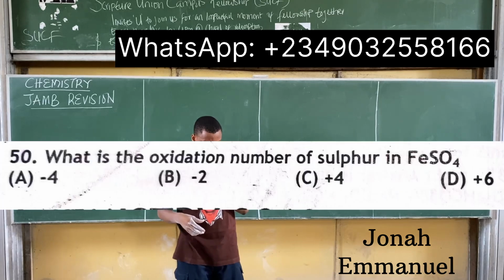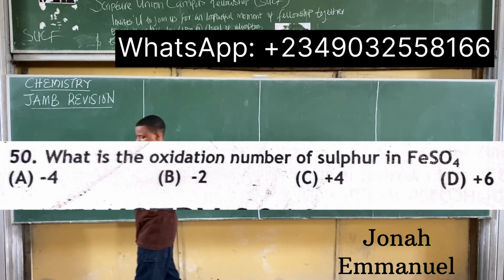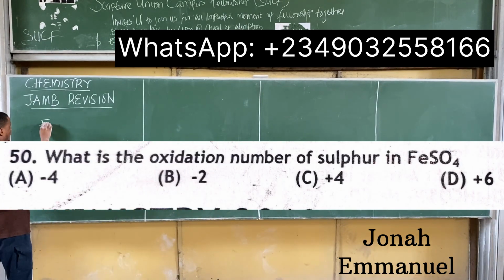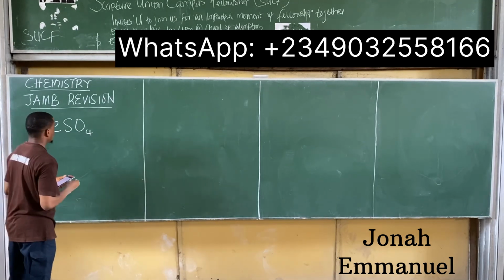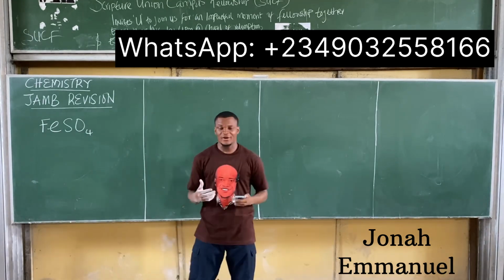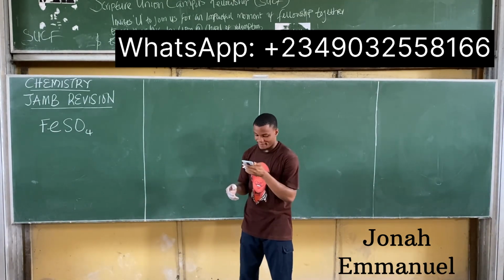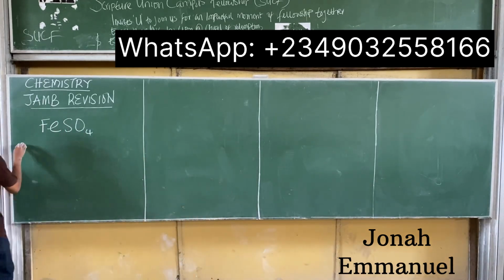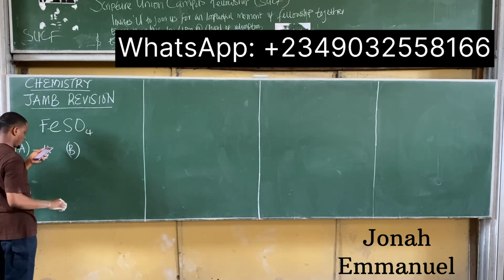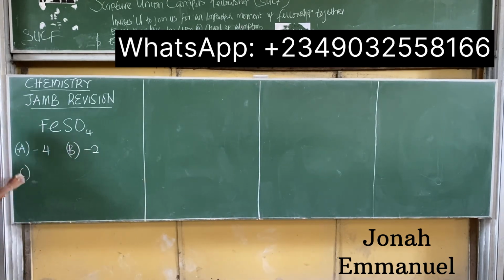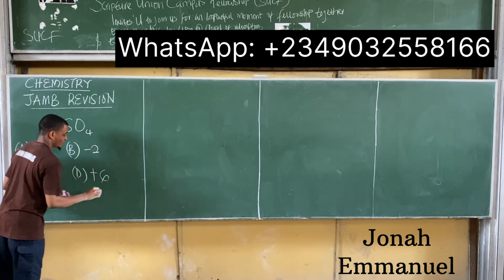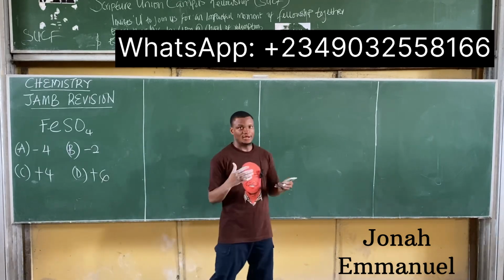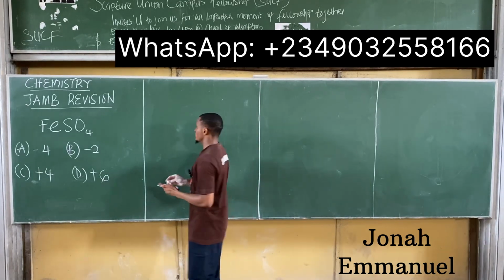This question here says, what is the oxidation number of sulfur in iron(II) tetraoxosulfate(VI)? Alright, so you're asked to find the oxidation number of sulfur in this compound here. So you have your options there. Let me write the options there. A is -4, B is -2, C is +4, and D is +6. So for this case here, what is the oxidation number of sulfur? Okay, so let's get this done.